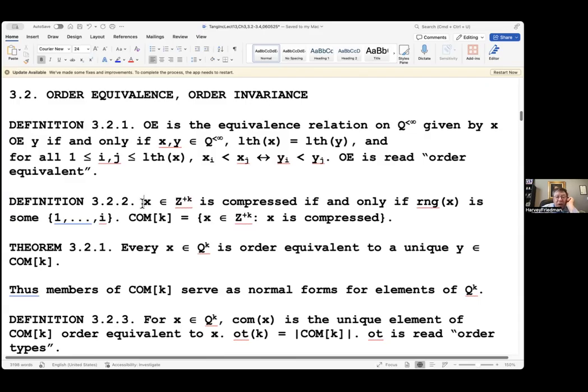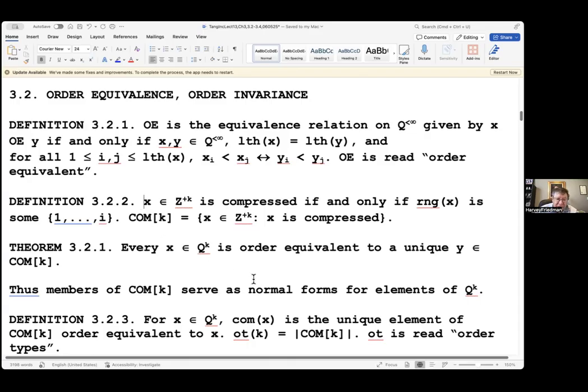Now, it's nice to have a canonical element for every equivalence class. For various reasons you want to do this. You can think of that as a code for the equivalence class. So let's call a sequence of positive integers compressed if and only if the range is an initial segment of the positive integers. And Com k is the set of compressed sequences.